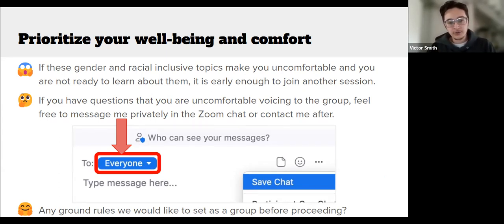Are there any ground rules we would like to set as a group before proceeding? Gender and race can be difficult topics to feel and think through, so I just want to honor perhaps some feelings that we might have in the room.